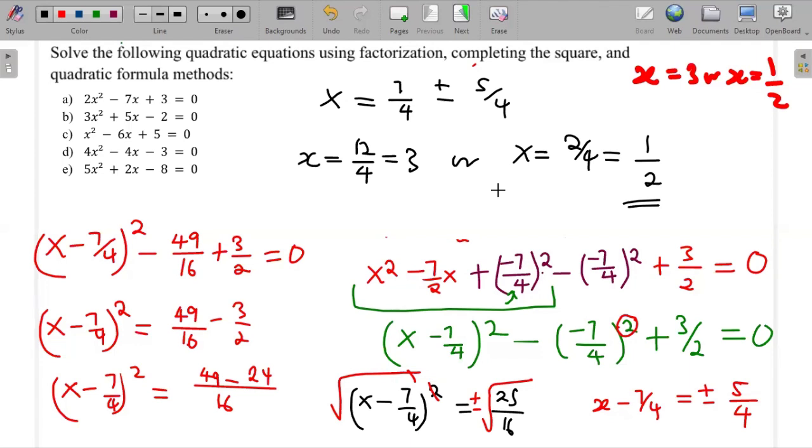So any questions there on how to complete the square? So this one, it's just fine, but it's long. Yes, it's long and that's what will come in your test.